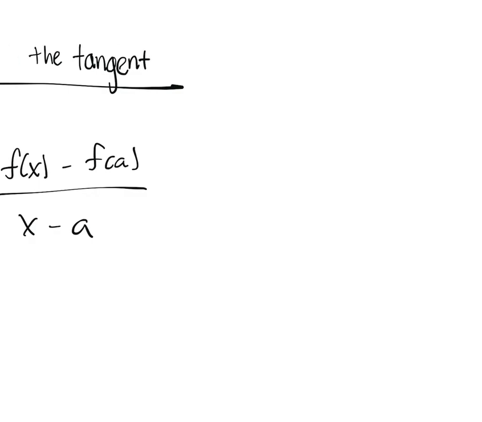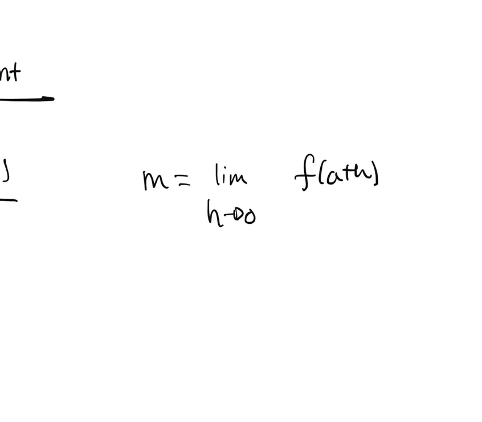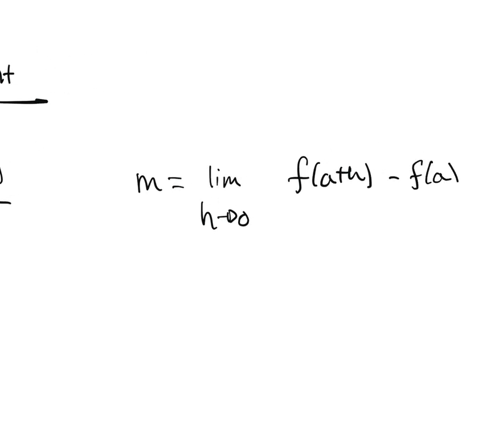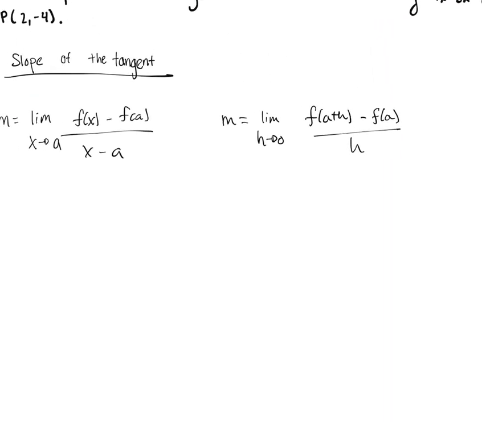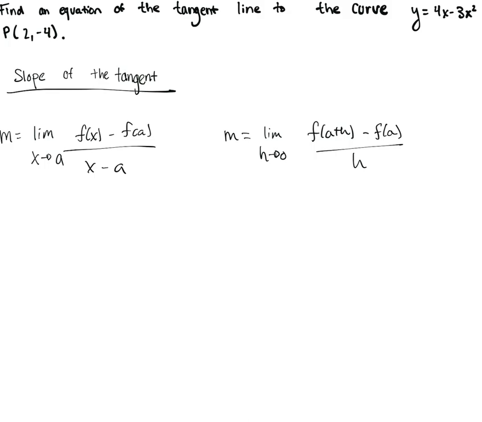Now the other equation we can use is that m is equal to the limit as h is approaching 0 of f of a plus h minus f of a divided by h. Either one of these formulas should work for any of the problems that you guys are doing. It kind of depends which one you're more comfortable solving with. For this problem, let's use this formula, because for some problems you might be asked to use specific formulas.